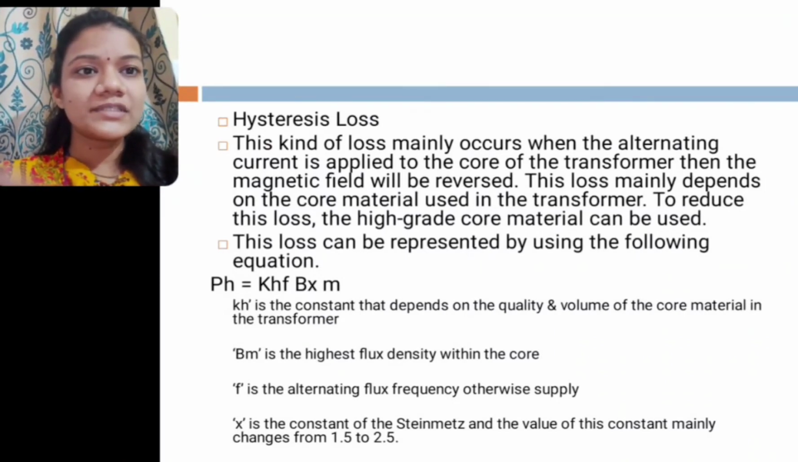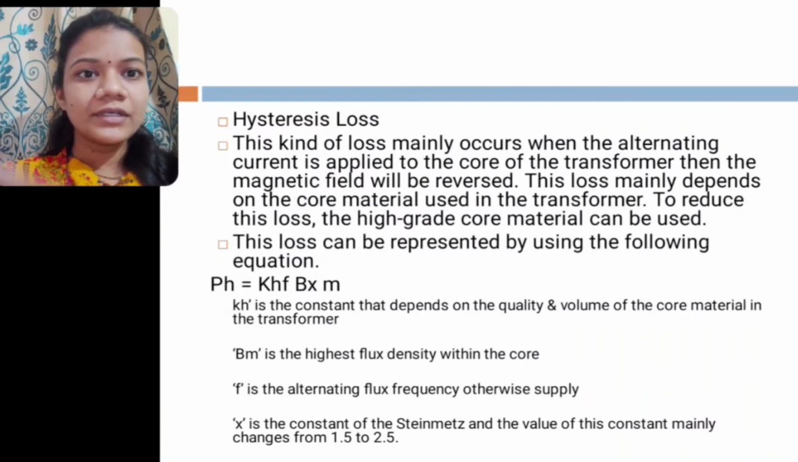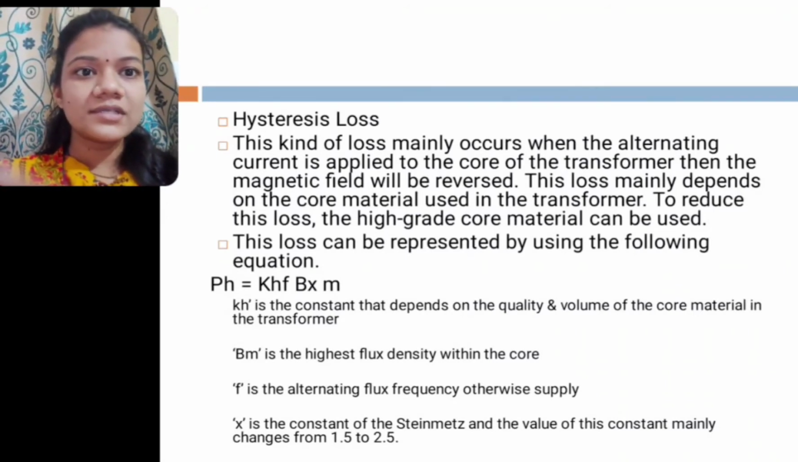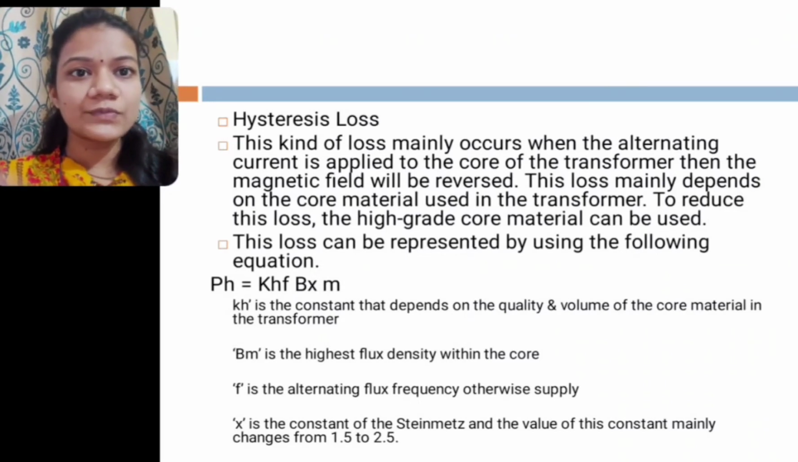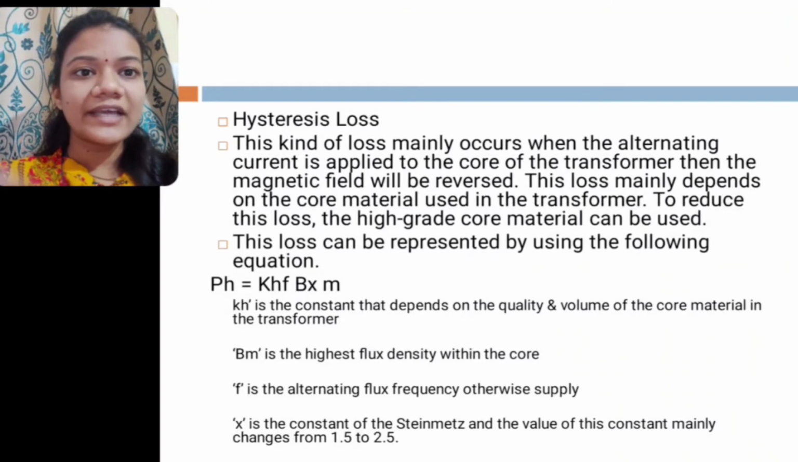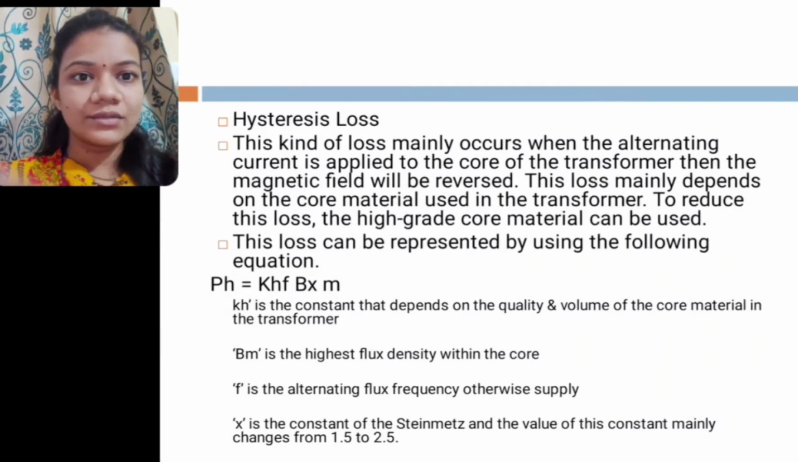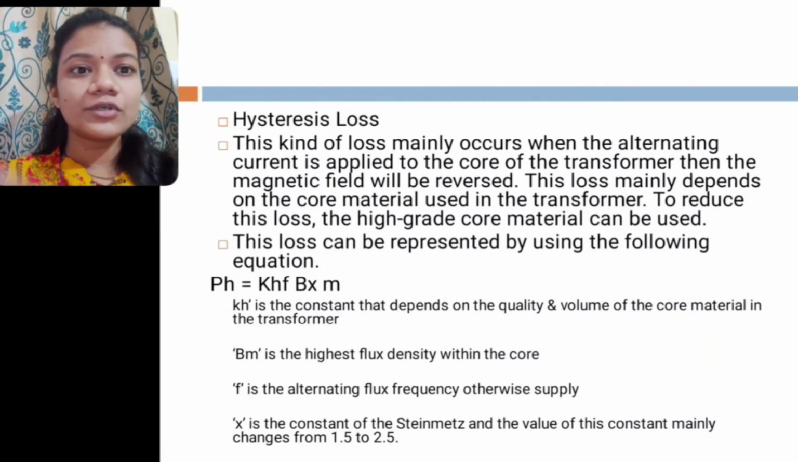This loss can be represented by the equation P_H = K_H f B_m^x. K_H is a constant which depends on the quality and volume of the core material of the transformer. B_m is the highest flux density of the core, and f is the flux frequency. x is a constant, and the value of this constant mainly changes from 1.5 to 2.5. So this is the equation for hysteresis loss.